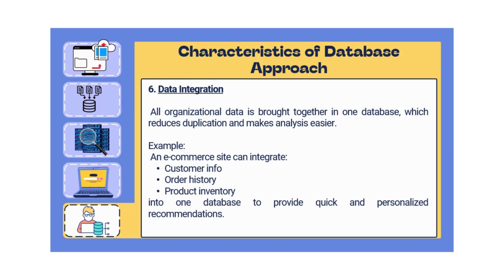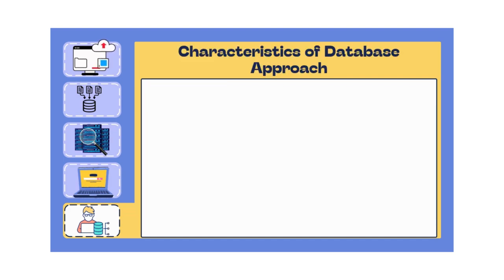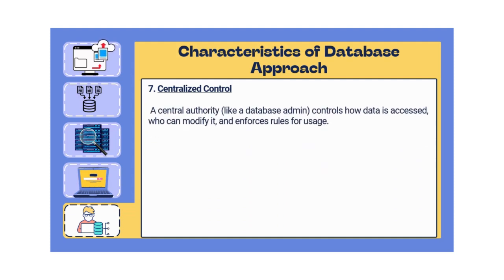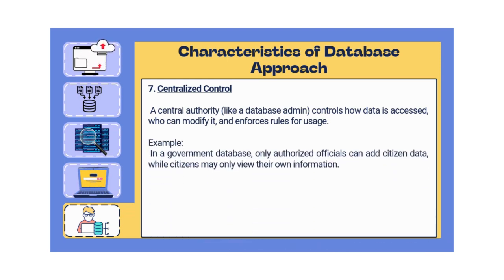Example: an e-commerce site can integrate customer information, order history, and product inventory into one database to provide quick and personalized recommendations. The seventh characteristic of database approach is centralized control. A centralized authority controls how data is accessed, who can modify it, and enforces rules for usage. Example: in a government database, only authorized officials can add citizen data, while citizens may only view their own information.